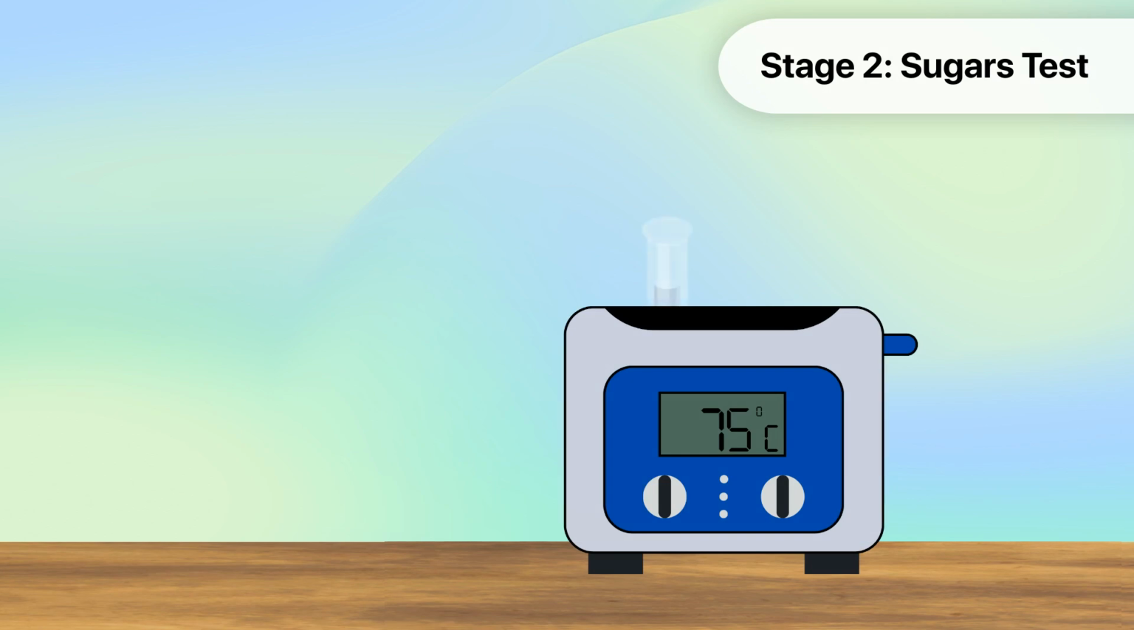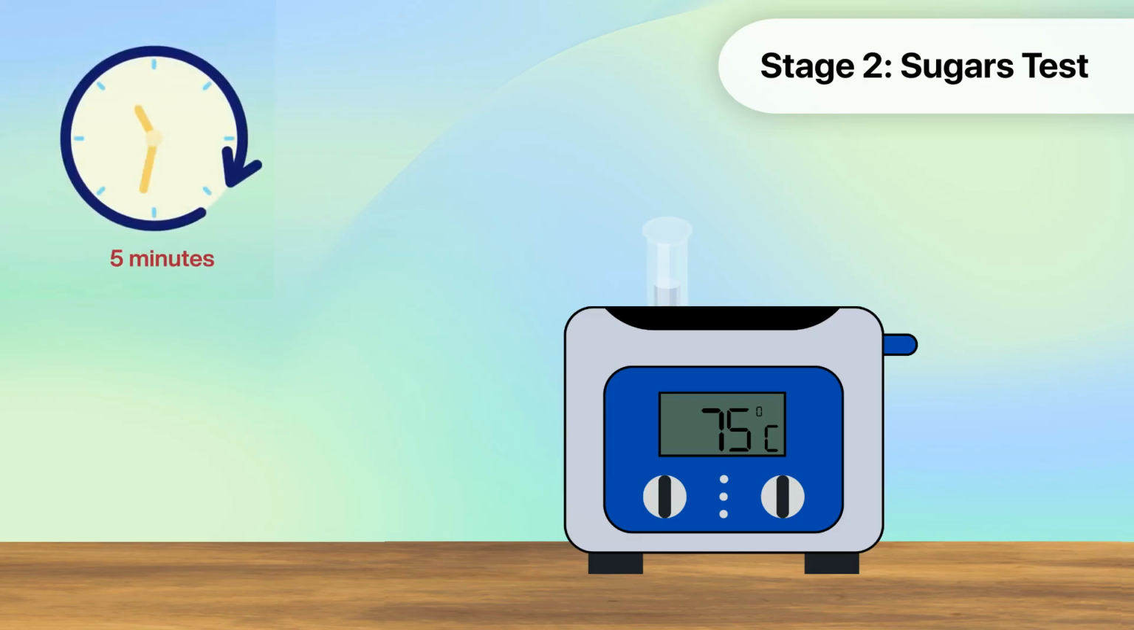Place the test tube in the warm water bath for 5 minutes, which will activate the test and allow us to detect whether reducing sugars are present in the food sample. Now let's look at our results.